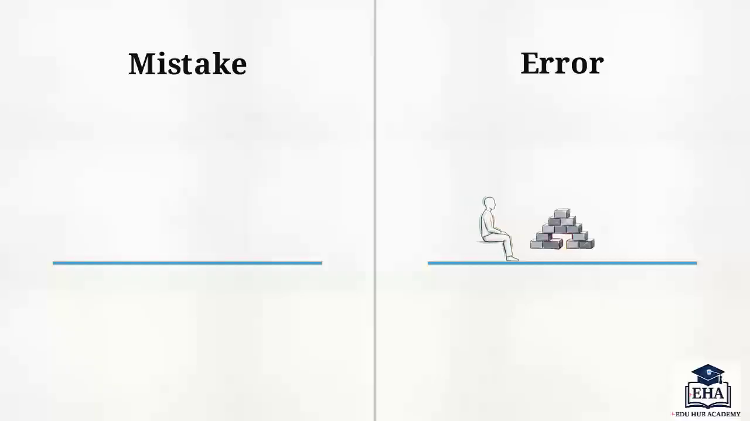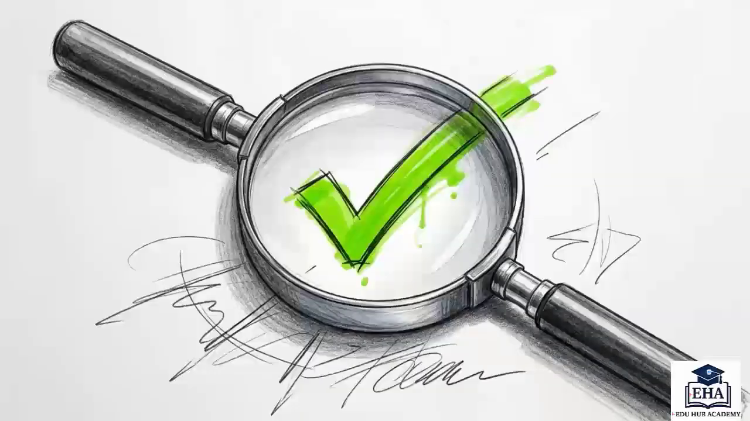An error, however, is a structural gap. It happens because the student genuinely lacks the knowledge or understanding to get it right. They cannot fix it without your help. Unless you know whether you are dealing with a simple slip or a missing foundation, any attempt to get the student back on track is a complete guess. Effective remediation requires an accurate diagnosis first.